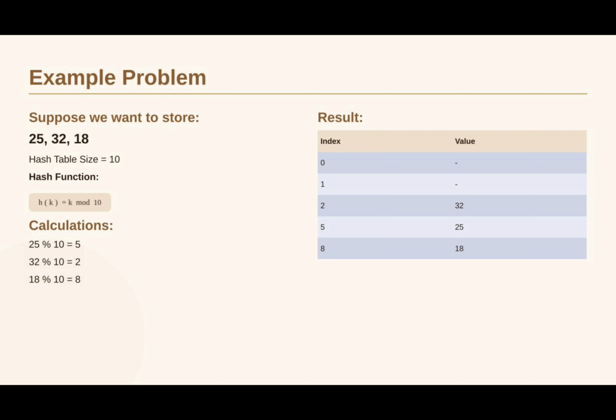Now let's understand hashing using an example. Suppose we want to store three values: 25, 32 and 18. The size of the hash table is 10. We use the hash function h(k) = k mod 10. First let us calculate the index for 25. 25 mod 10 gives 5. Therefore 25 is stored at index 5.